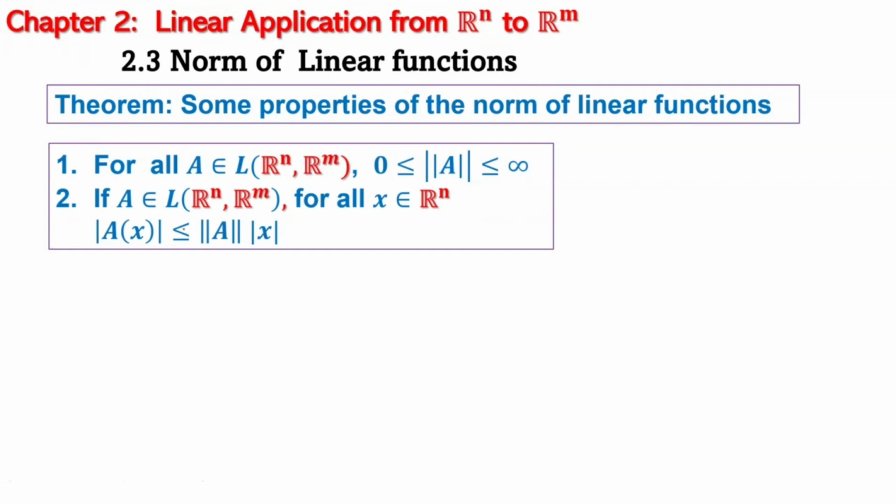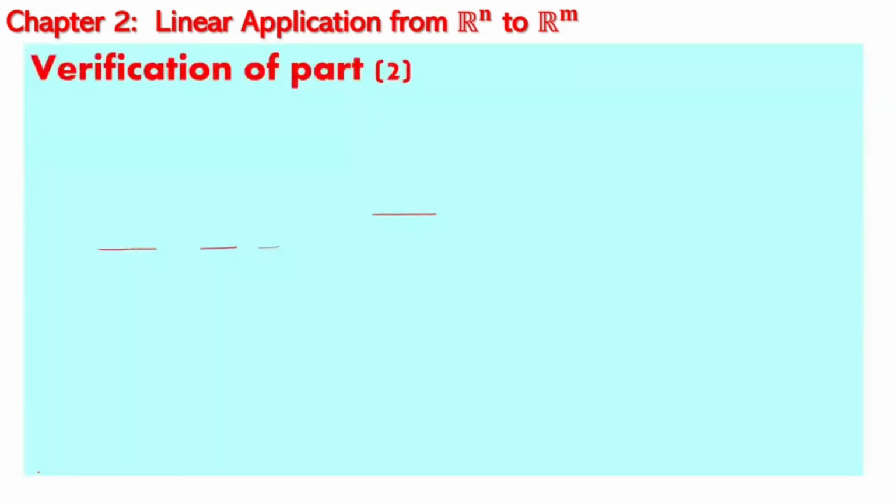Now the second property is that if A belongs to L(Rn, Rm), then for all x belonging to Rn, the mod of Ax is less than or equal to the norm of A multiplied by mod of x. So let's have the proof of this theorem.